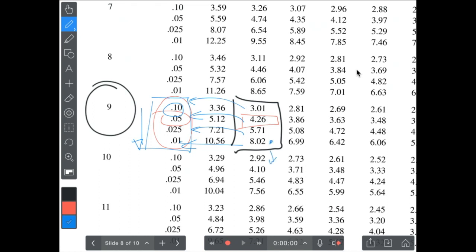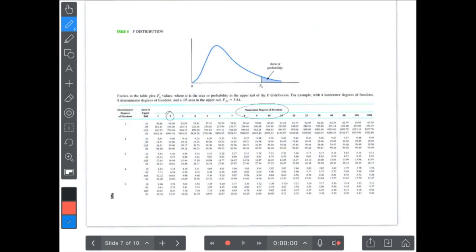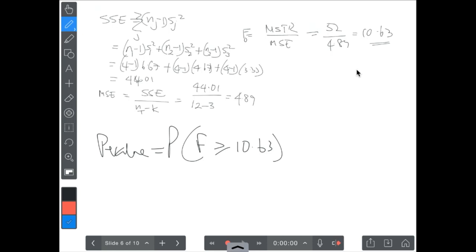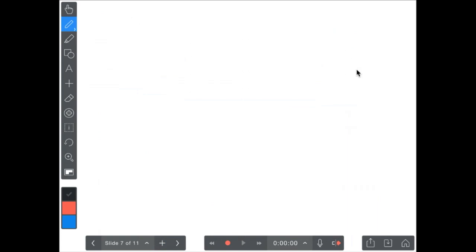So when I go back here, this is less than 0.01. As you can see, I will end up rejecting the null hypothesis anyway. 10.63 is greater than 4.26, and 0.01 is less than 0.05. So to finish up, step 5, decision and conclusion.